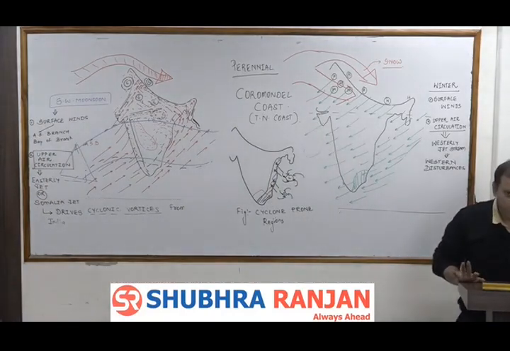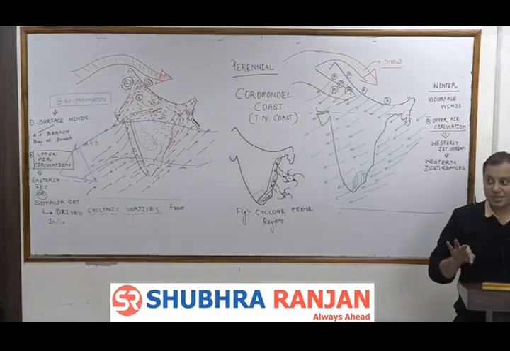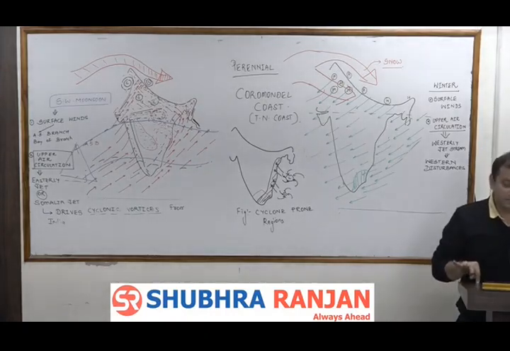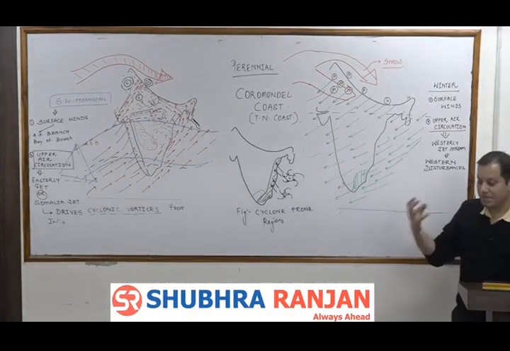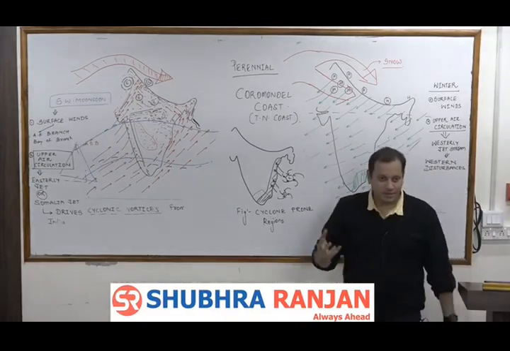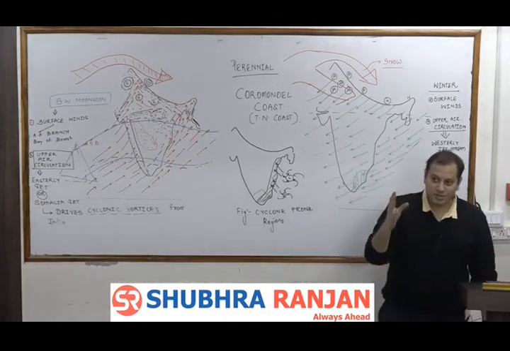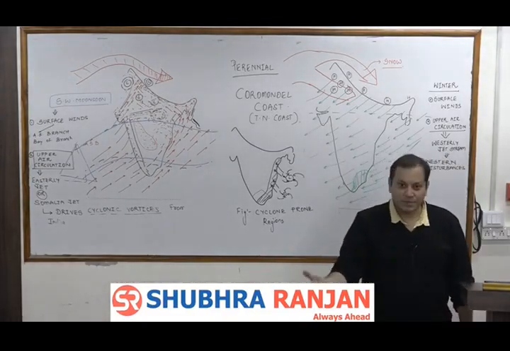Which state is the largest producer of sugarcane? UP. Is UP important for sugar industry? Which state is the largest producer of sugar? Maharashtra. Which state has the largest productivity in sugar? Tamil Nadu. Productivity per acre सबसे ज़्यादा. And sugarcane, remember, is the most thirsty crop, means its water requirement is highest.